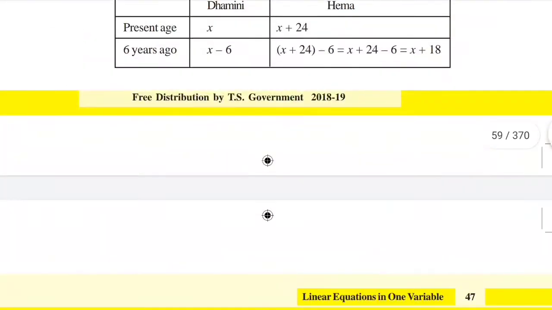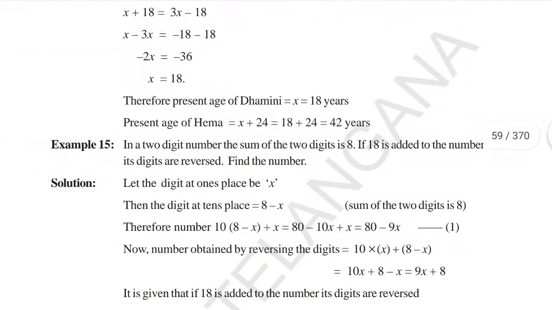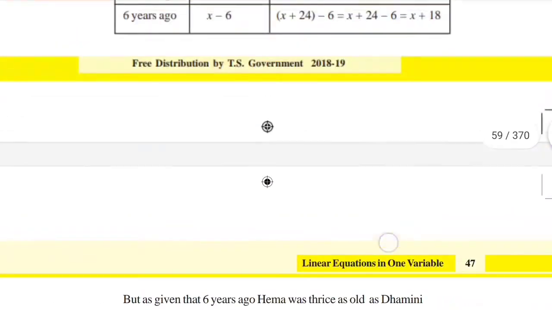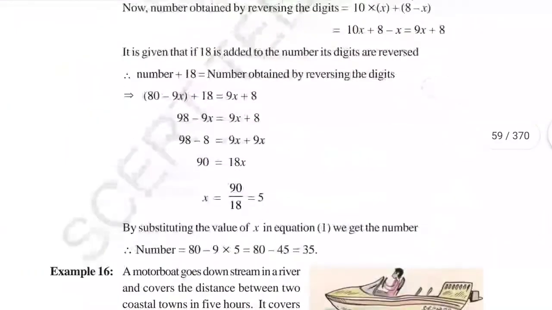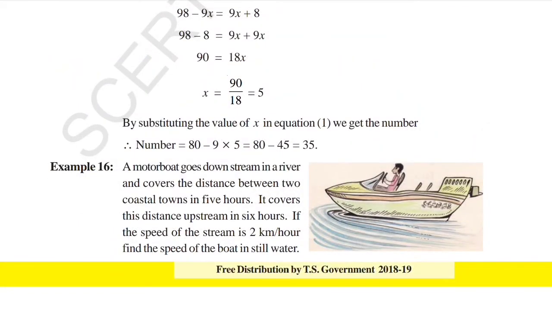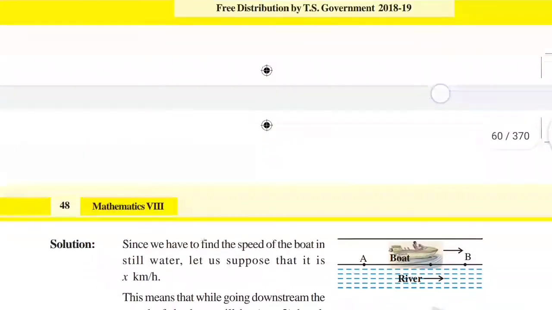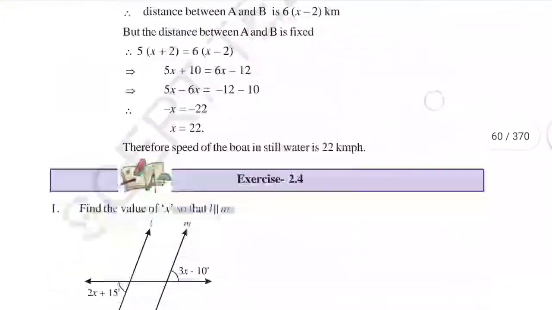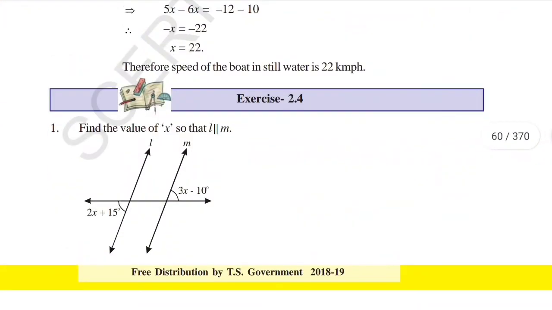So after example 14, example 15, I will complete the age related problems from the exercise. Example 15 I will explain later. Let's complete the age related problems. After example 15, example 16 is the motor boat problem, so later. Next, exercise 2.4 first problem.